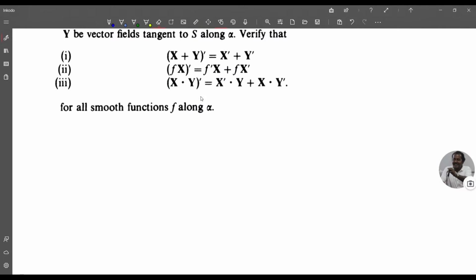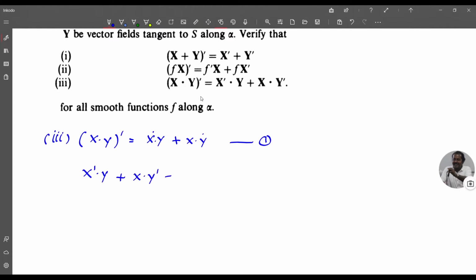We prove 3. Remember that x dot y is a scalar function like f. And from the previous chapter, x dot y whole prime is equal to x dot y plus x dot y dot. This is from the previous chapter. So take this as equation 1. Now you consider x prime dot y plus x dot y prime.